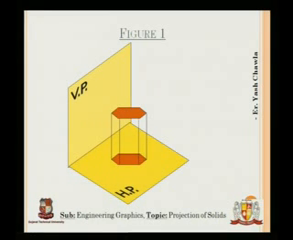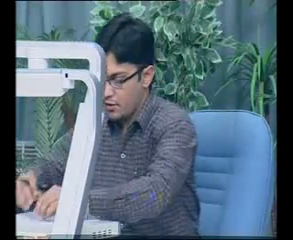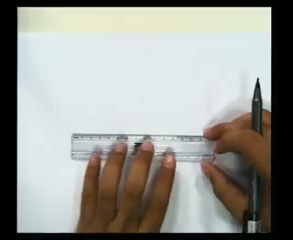Now let's come to the paper and the pen and start drawing what we want in this question. We have a hexagonal prism of base 25 mm and height 45 mm, and it is resting on HP. So I know the top view would be a hexagon, as given in the question. First I'll draw that hexagon, and then I'll draw the front view of this prism. So first I'll draw my line XY.